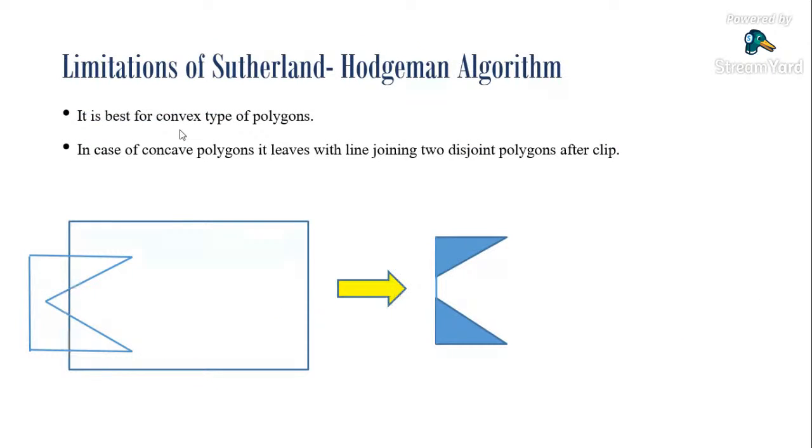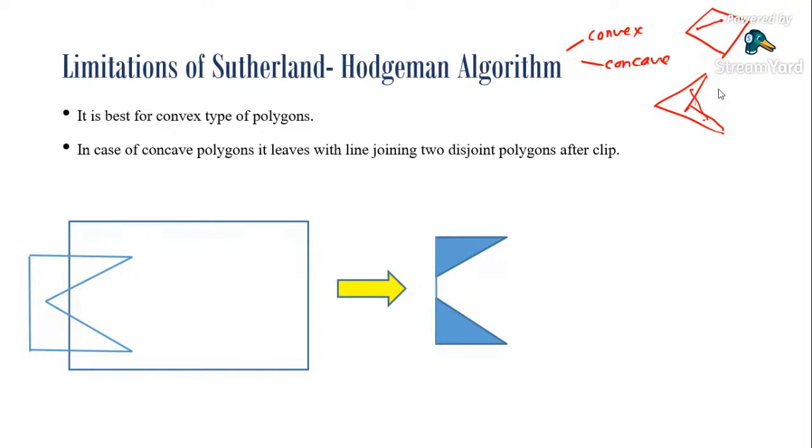The limitation is it is best suited for convex type of polygons. We know that polygons are of two types, convex and concave. Convex means such type of polygon, if any two points are selected from the polygon and the line is completely inside, that is called a convex type of polygon. Concave type of polygon, if any two points are selected, some part of the line is outside, that is called a concave type of polygon.